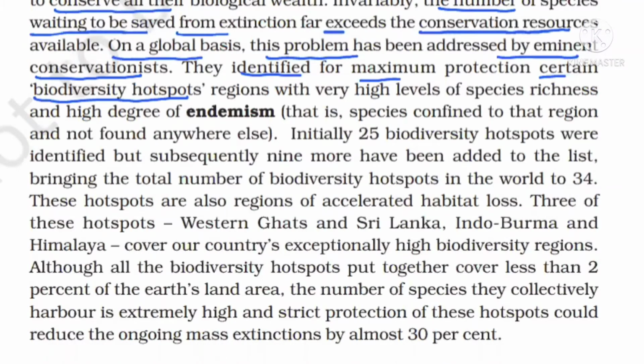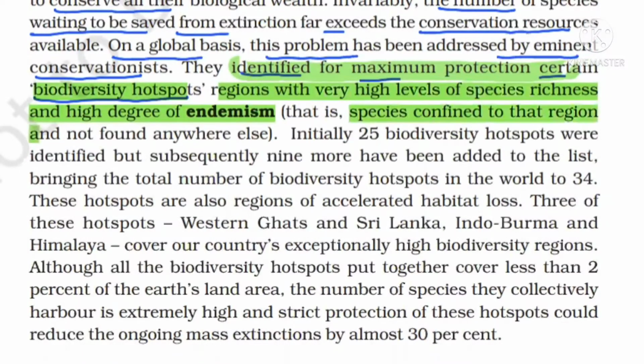So when this problem was addressed on the global basis, we cannot save each and every one. So they identified maximum protection for certain hotspots. So what are the criteria? These are the regions which have a high level of species richness and a high degree of endemism. What do you mean by endemism? It means species are confined to that region and are not found anywhere else. Is it clear? And these are also regions of accelerated habitat loss. So the 3 criteria I have already explained to you.